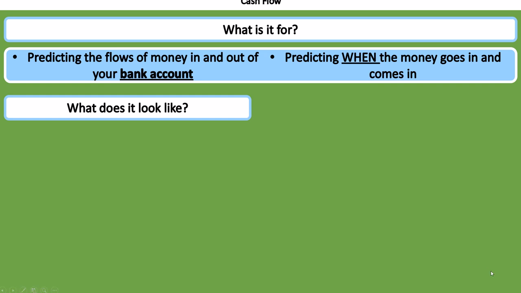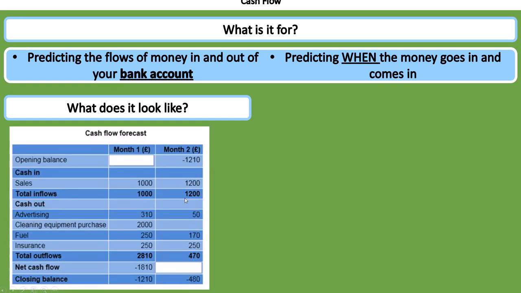What does it look like? Like this. You have an opening balance, that's how much money you have in your bank at the start. You then have your sales coming in, the money coming in, inflows. Then you have all your money going out, your costs. Then you have your net cash flow, which is the difference between the money coming in and the money coming out. So this is negative.